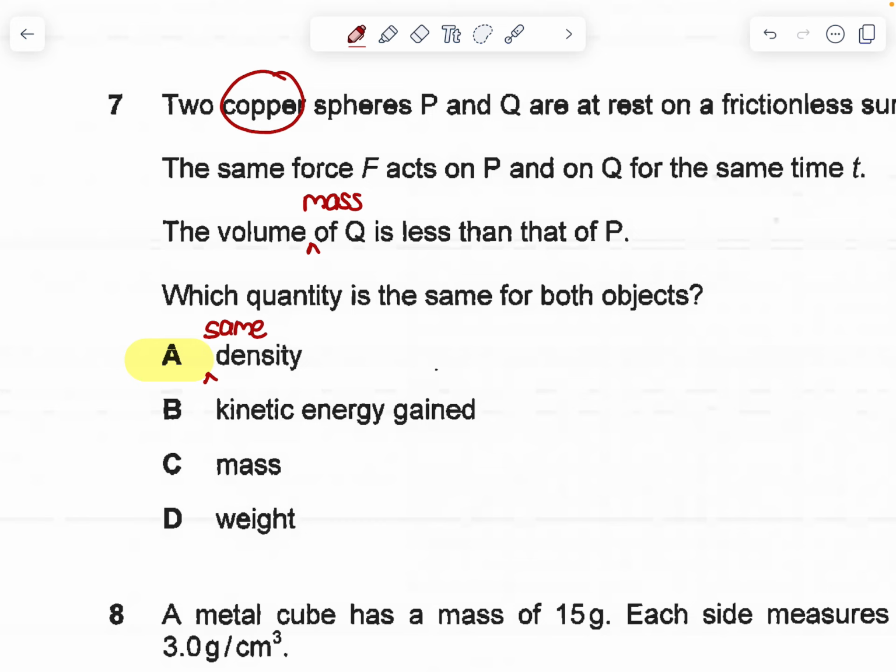For kinetic energy gain, the formula is half mv squared. It will be different because the mass is different. As you know, the mass was different already. Weight is W equals mg. So if the mass is different, the weight is different.